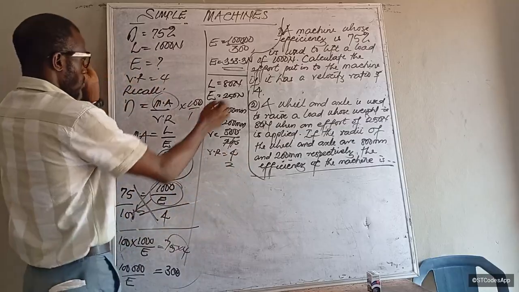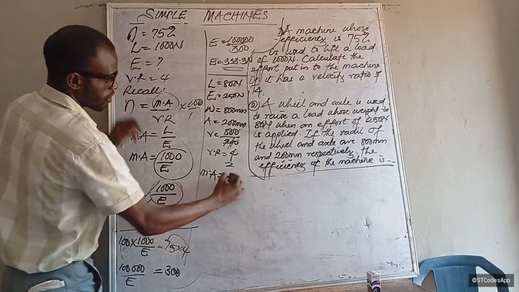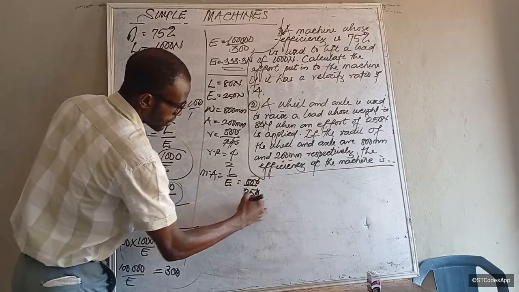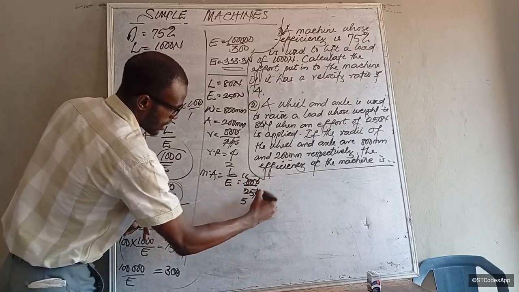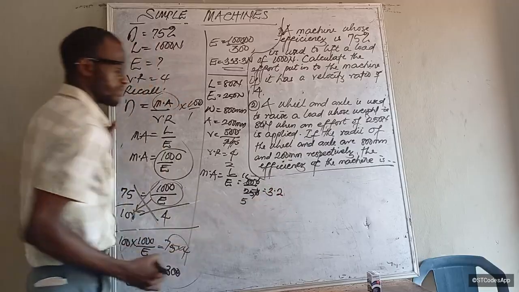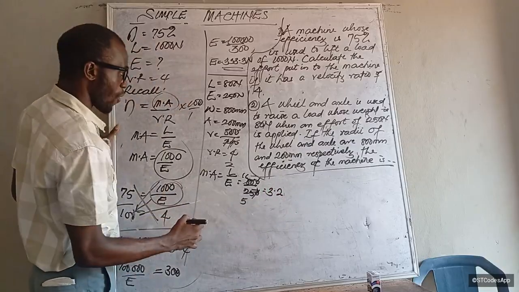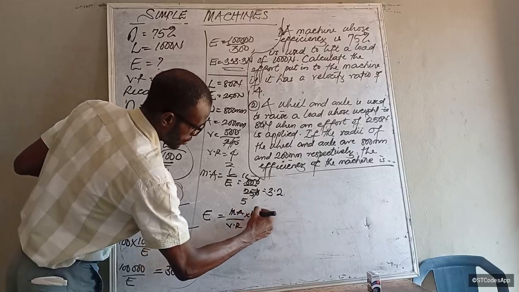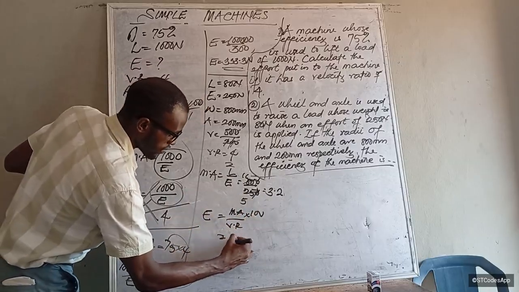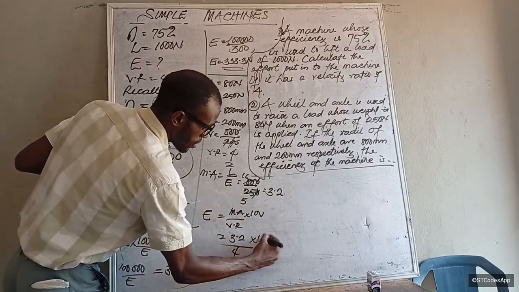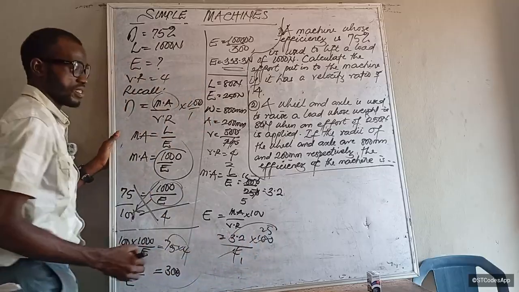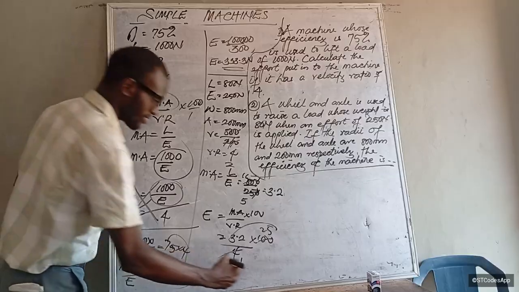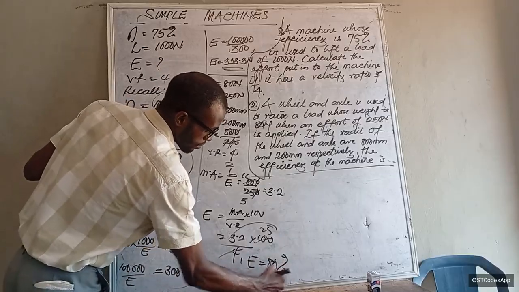From here, we need mechanical advantage also, which is load over effort, 800 over 250. That is 16 over 5, which is 3.2. Therefore, efficiency is equal to MA over VR times 100, which is 3.2 over 4 times 100. That gives E equal to 80%.